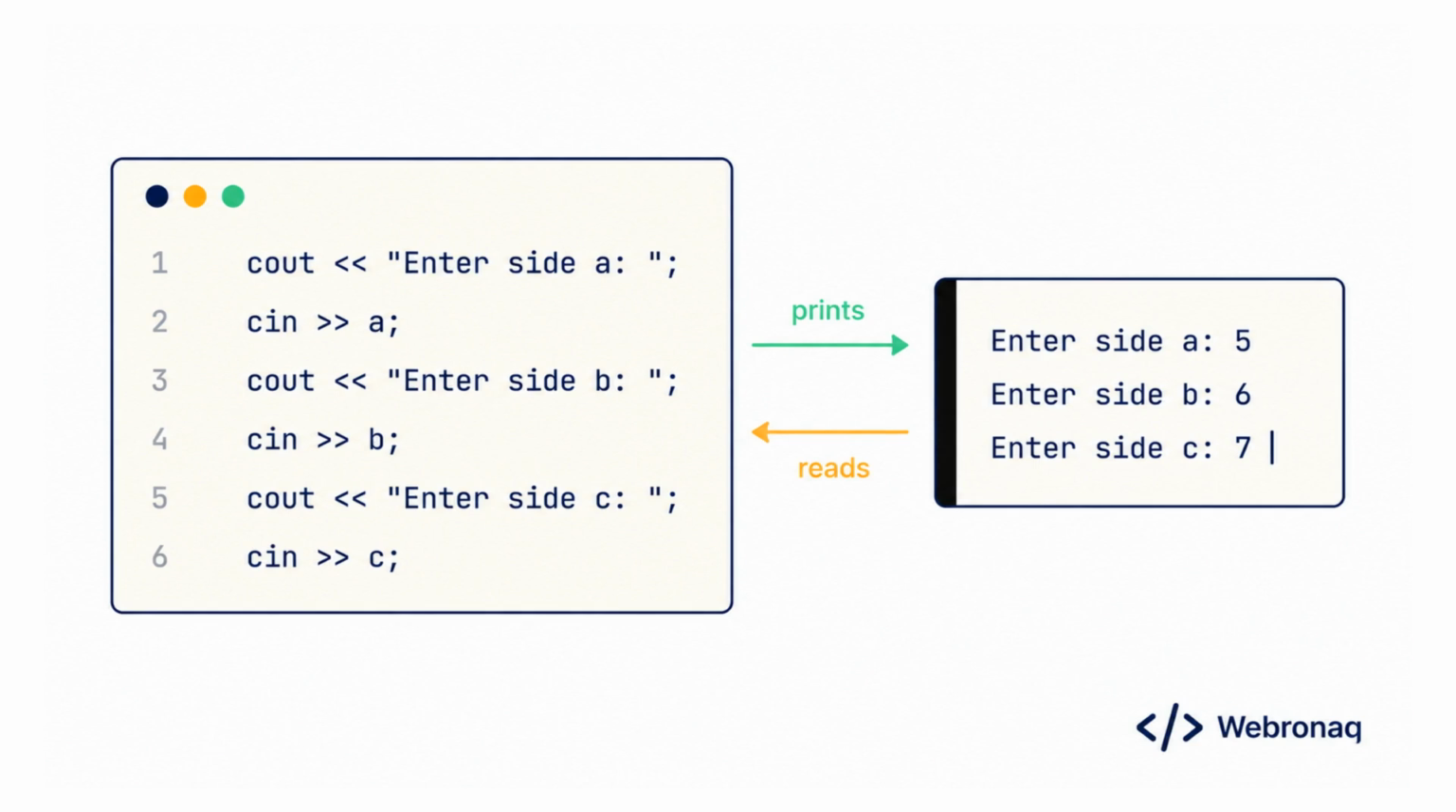Here is where we talk to the user. Cout, written as cout, sends text to the screen. It is short for character output. We use it to prompt the user for each side. Then cin, written as cin, reads whatever they type and stores it into our variable. Notice the direction of those little arrows in the code. Cout flows data out to the screen. Cin flows data in from the keyboard. 3 prompts, 3 reads, and now A, B, and C hold the user's numbers.